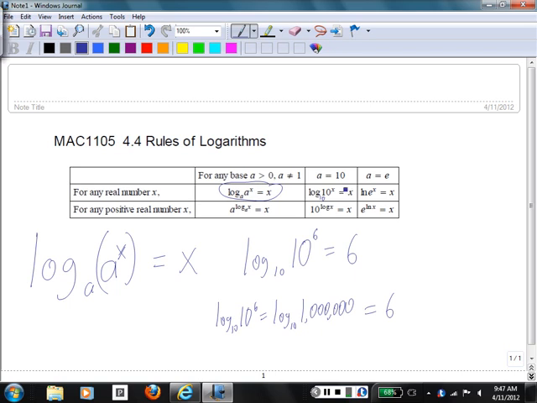And for the natural logarithm and the natural base, ln of e to the x literally means log base e of e to the x. So I'm wondering what power e can be raised to get e to the x as the answer. It's going to be x. So that's just another way of saying the natural log of e to the x equals x.